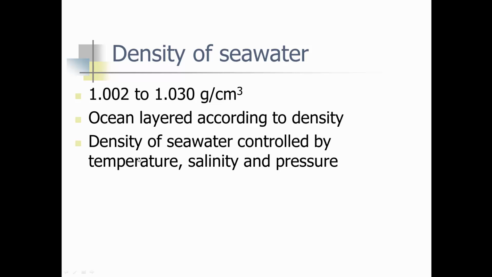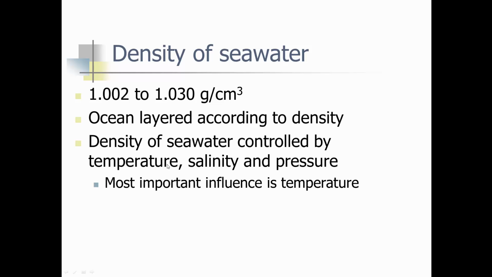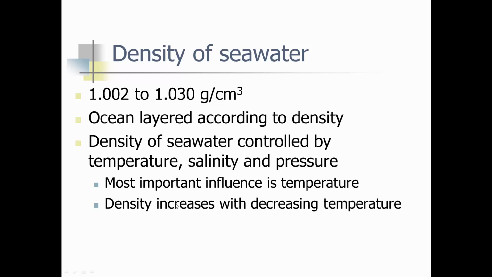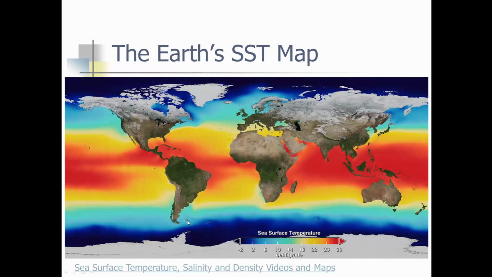Density in seawater is controlled by temperature. Higher temperature makes water expand, it makes it less dense. Salinity, adding salt to it, makes it more dense, and pressure, pushing the molecules together, makes it more dense. But the most important influence of these three is going to be temperature. Density increases usually with decreasing temperature. We make the molecules closer together, it makes it more dense.